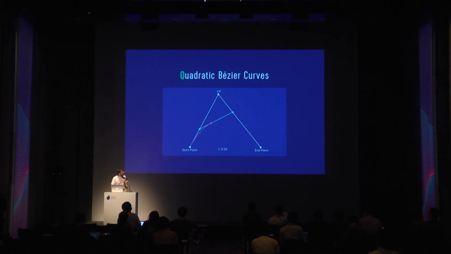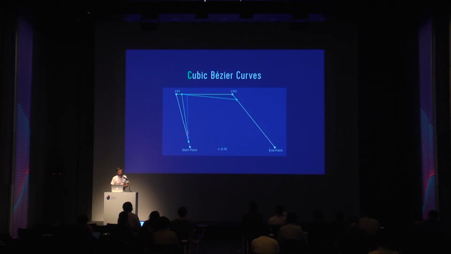So again, this time, maybe it's a bit easier to understand. Next, let's go a degree higher. Let's have a look at how this algorithm works for a cubic Bezier curve.